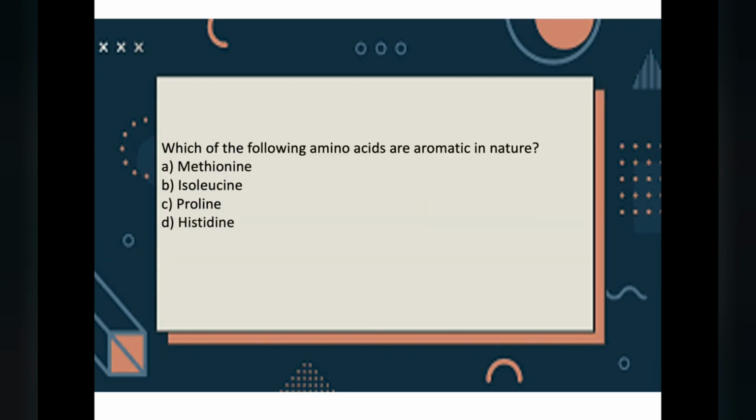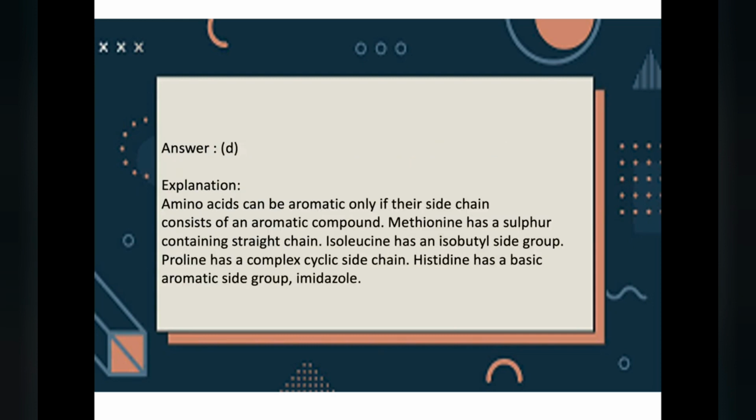And the next question: which of the following amino acids are aromatic in nature? The choices are methionine, isoleucine, proline and histidine. The answer is choice D, histidine. Why? Under what condition can amino acids be aromatic? The condition is that the side chain should have an aromatic compound. Only then can amino acids be aromatic.